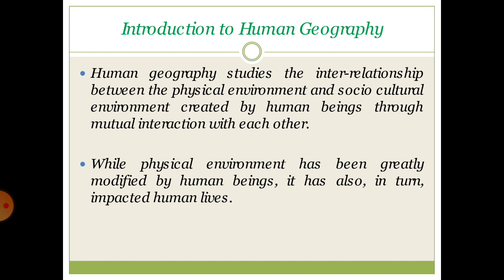So what is the subject matter of human geography? Human geography basically studies the interrelationship between the physical environment, the natural environment, the forests, the landscape, the mountains, the plateaus, the climate, the weather, whatever you talk about, and the socio-cultural environment which is being created by human beings. Socio-cultural environment means whatever things we have created: the towns, cities, infrastructure, whatever. It has a relation with the physical environment. While the physical environment has been greatly modified by human beings, it has also in turn impacted human lives.